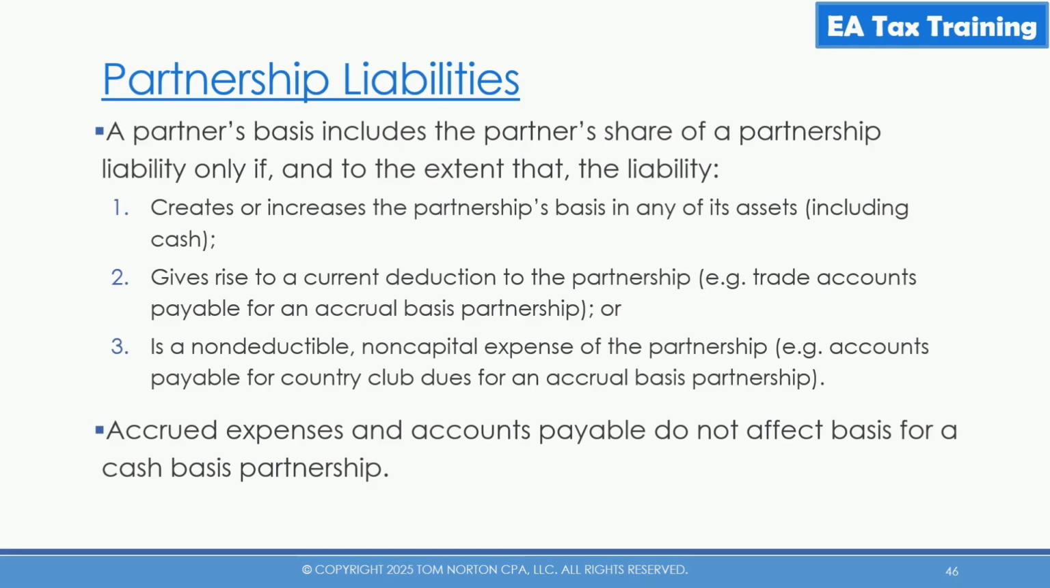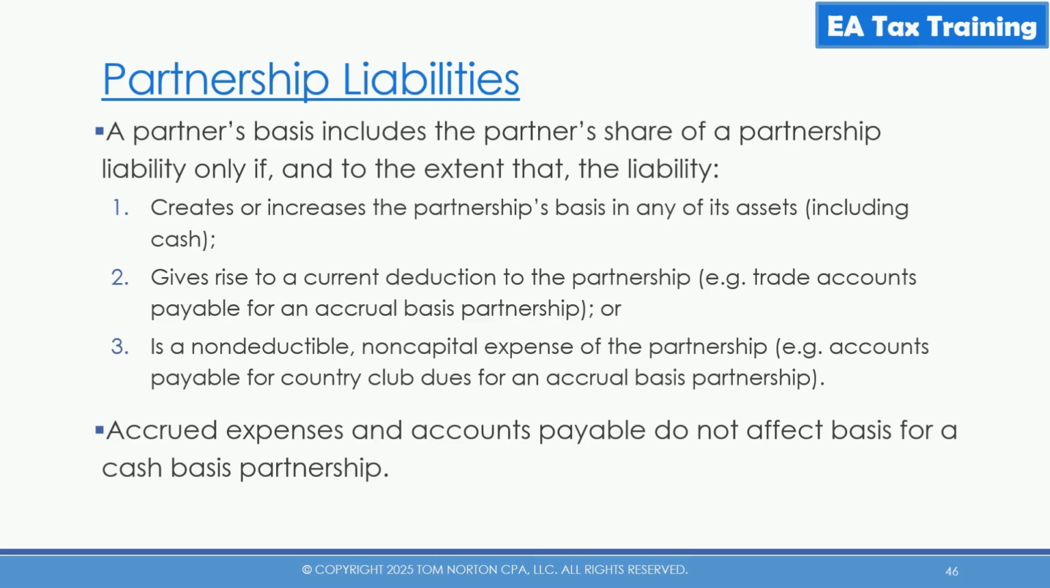If you have a cash basis taxpayer, of course, they would not be deducting that accrued expense because they haven't paid it yet. So they have not reduced their basis for that expense yet. So therefore, they do not then get a corresponding increase in basis for their share of the accounts payable. So it is only accrual basis partnerships that have this in effect.